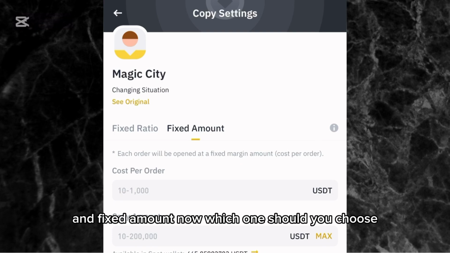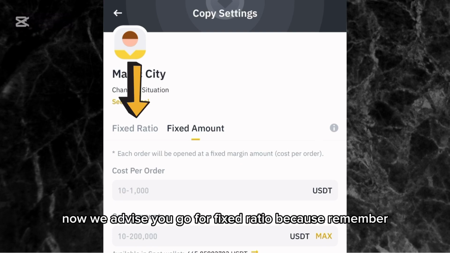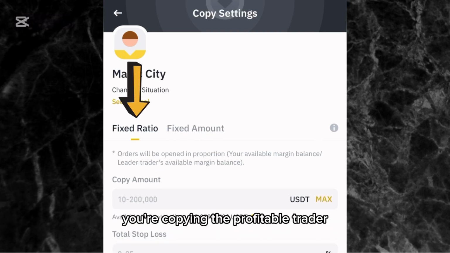Now, which one should you choose? Now, we advise you go for fixed ratio. Because remember, you're copying a profitable trader.